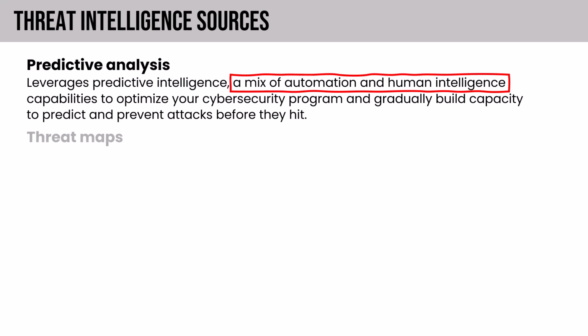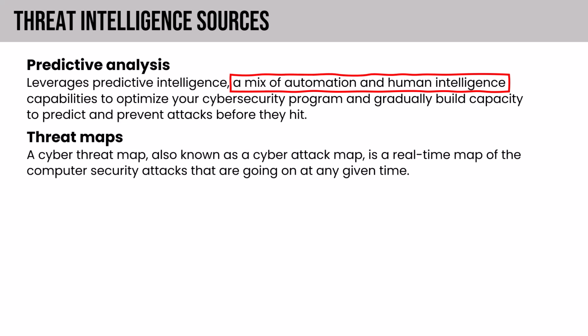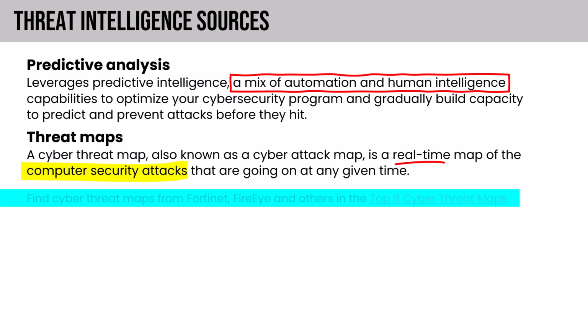Another good source of intelligence are threat maps. A cyber threat map, also known as a cyber attack map, is a real-time map of the computer security attacks that are going on at any given time. And you can actually find a good list of cyber threat maps from Fortinet, FireEye, and others in the top 8 cyber threat maps.